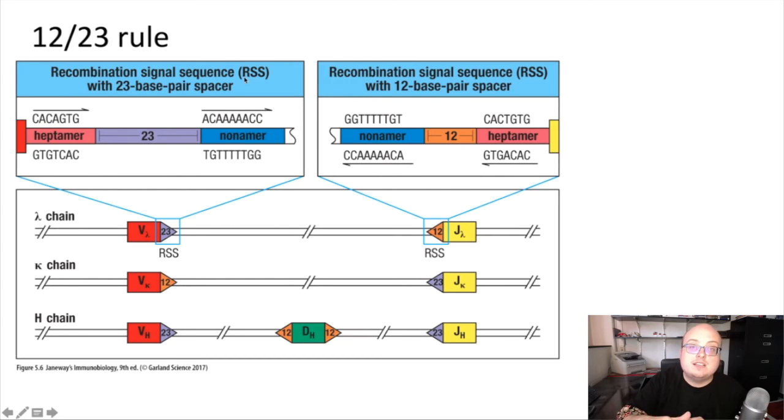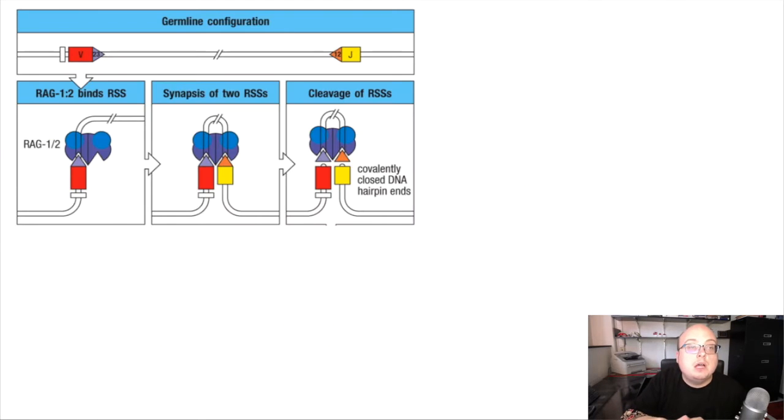Well, these RSSs, the recombination signal sequences, are recognized by molecules encoded by genes called recombination activating gene, and so the protein is called RAG. So a combination of RAG1 and 2 actually binds to the recombination signal sequences in the DNA.